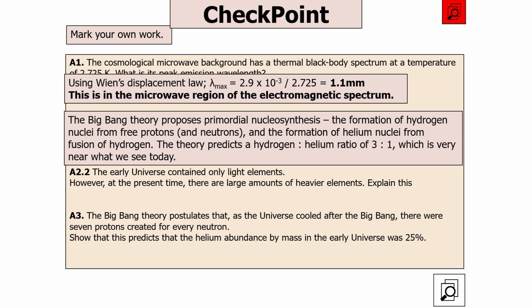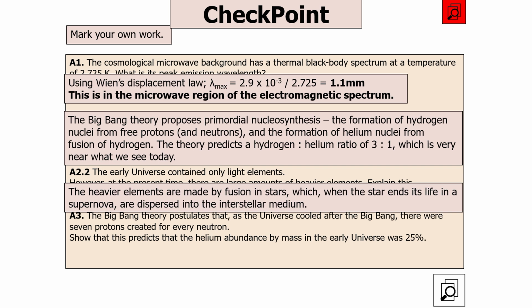Now in question 2.1, the Big Bang theory proposes the primordial nucleosynthesis, which is the formation of hydrogen nuclei from free protons and neutrons, and the formation of helium nuclei from the fusion of hydrogen. The theory predicts a hydrogen to helium ratio of 3 to 1, which is very near to what we see today. And we now get heavier elements because the heavier elements are made by fusion in stars, which, when the star ends its life in a supernova, is then dispersed in the interstellar medium.